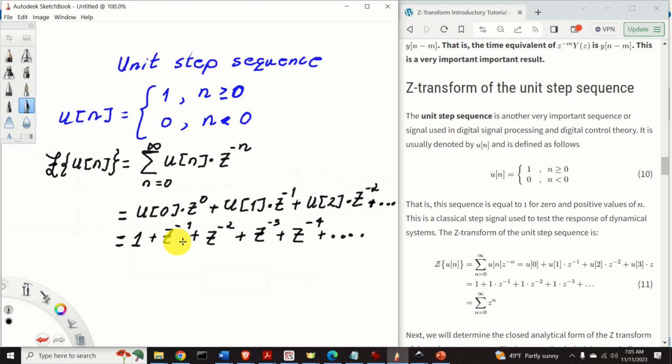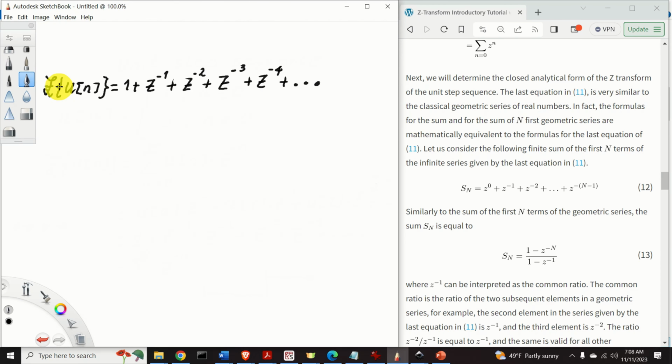We can write all these terms by using the sum notation. We have a sum where n goes from 0 to infinity, and we simply have z to the power minus n. And that's it. Now, does this sum look familiar? Have you seen this sum somewhere before?